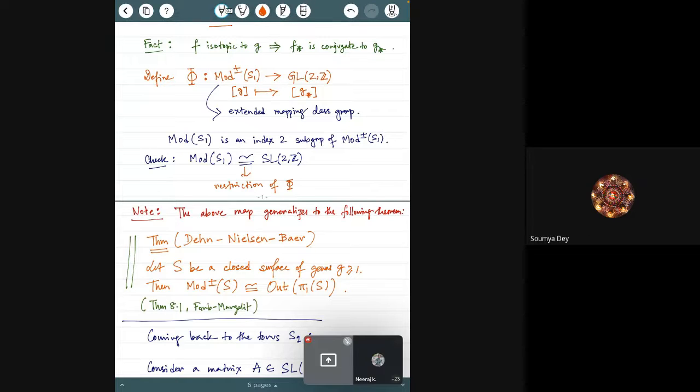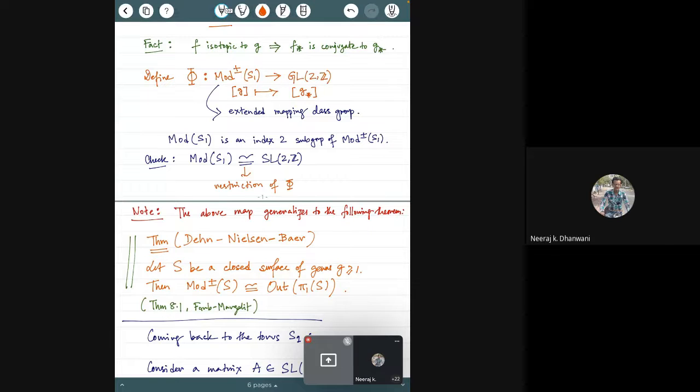Okay, right. So this is the source I am looking at currently. This says that homotopic homeomorphisms induce conjugate automorphisms. Isn't it true? So in which sense are you looking at this?